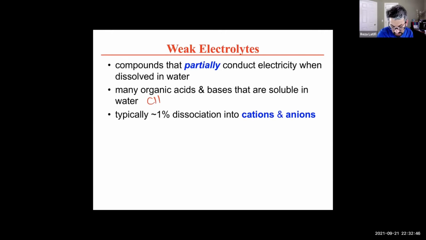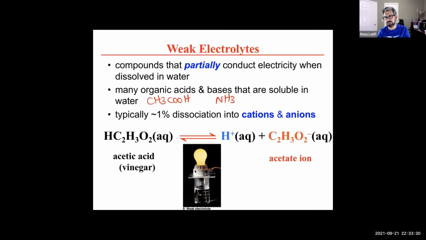Look at the right example. If we go with acetic acid like this, or ammonia, NH3, these 2 compounds are a weak acid and a weak base, and they are not strong electrolytes. Why not? Because when you dissolve them in water, they will not go through 100% dissociation. Only part of those compounds will dissociate, so you will have some unreacted stuff inside the solution.